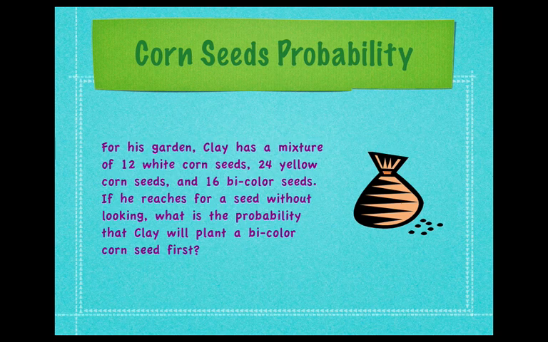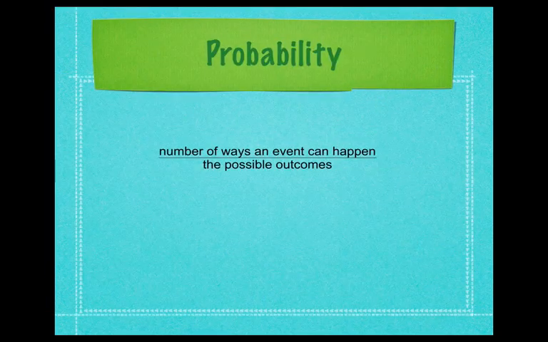So remember a couple weeks ago on the counting possibilities worksheet, we looked at this specific problem, the corn seeds probability. For his garden, Clay has a mixture of 12 white corn seeds, 24 yellow corn seeds, and 16 bicolor seeds. If he reaches for a seed without looking, what is the probability that Clay will plant a bicolor corn seed first? Okay, so let's look at some things about probability. Probability is the number of ways that an event can happen divided by all the possible outcomes.